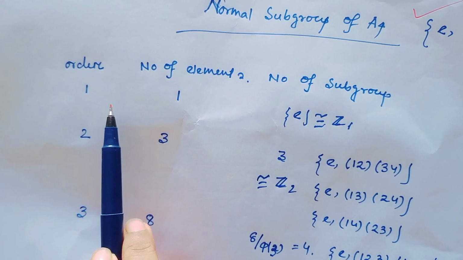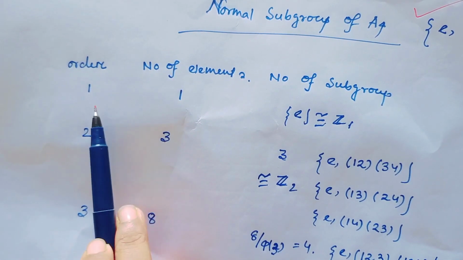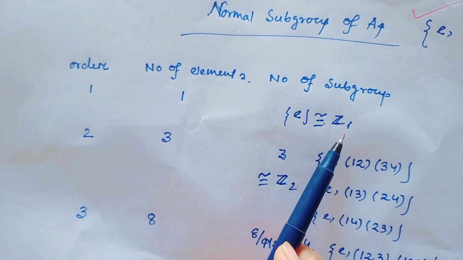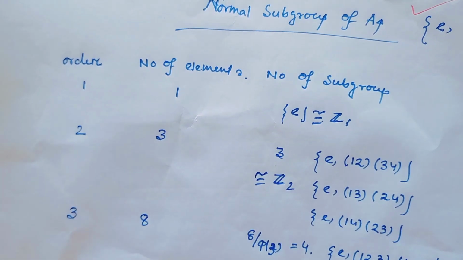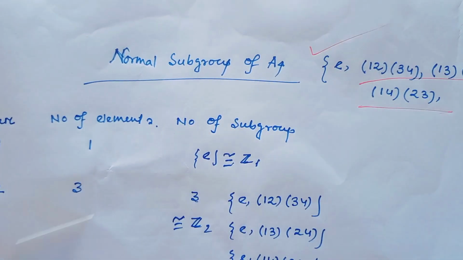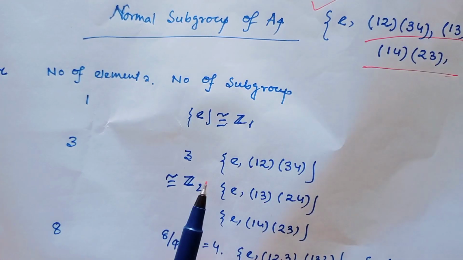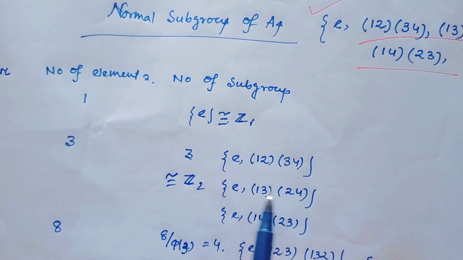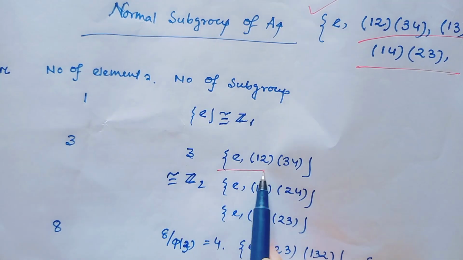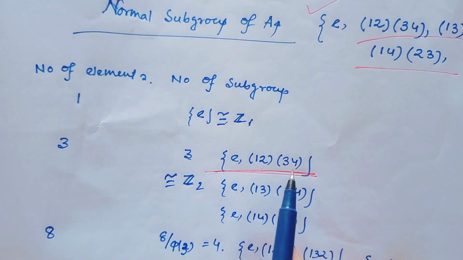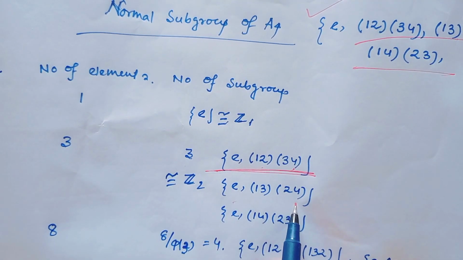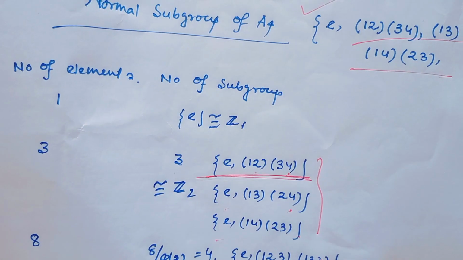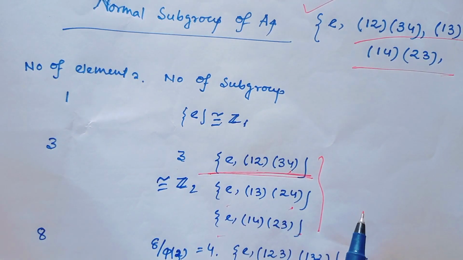In A4, the only element of order 1 is the identity, and this subgroup is isomorphic to Z1. Then there are subgroups of order 2, which are isomorphic to Z2, and this subgroup is of the type identity, (1 2)(3 4), identity, (1 3)(2 4), identity, (1 4)(3 2). These 3 subgroups in A4 are of order 2 and are isomorphic to Z2.